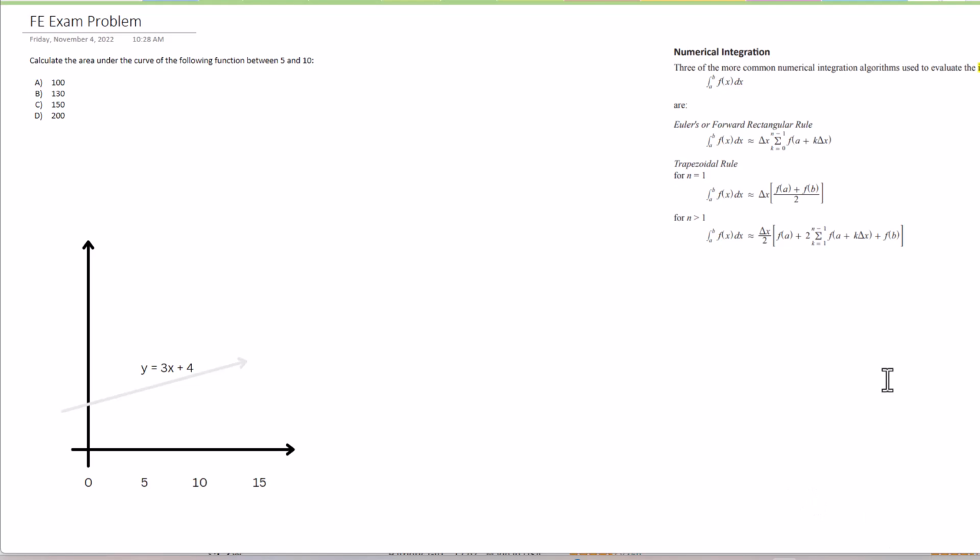This one is from the mathematics section. We're going to be covering some integral functions here.